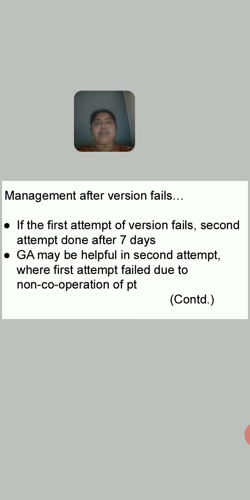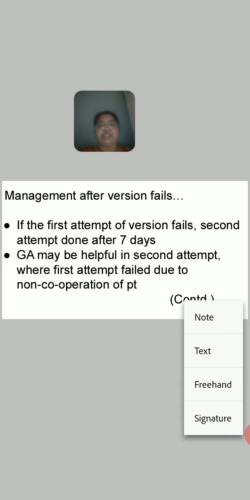Now management after version fails. If version fails, what should be done? If the first attempt of the version fails, the second attempt should be done after 7 days. General anesthesia may be helpful in the second attempt when the first attempt failed due to non-cooperation of the patient. So whenever the first attempt fails, the second attempt should be done after 7 days. And if the reason of failure of the first attempt is non-cooperation of the patient, then the second time it should be done under general anesthesia.